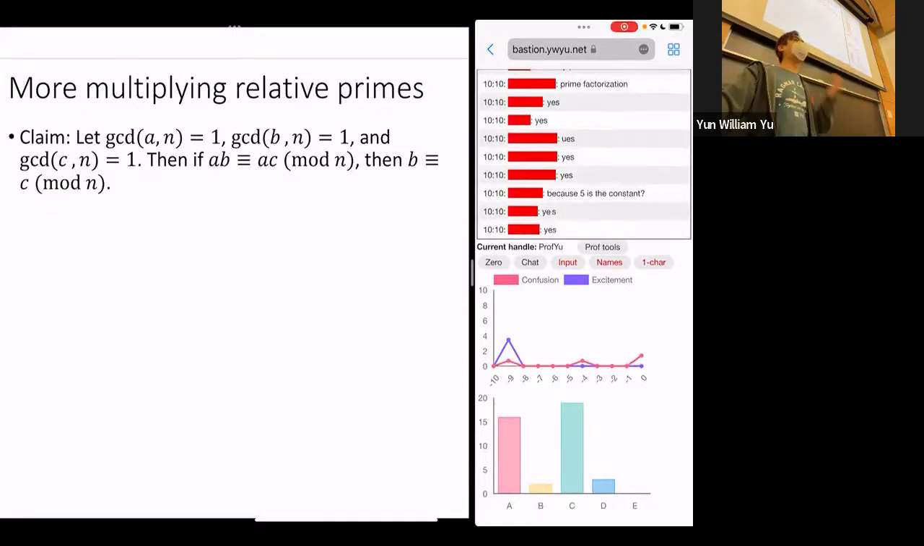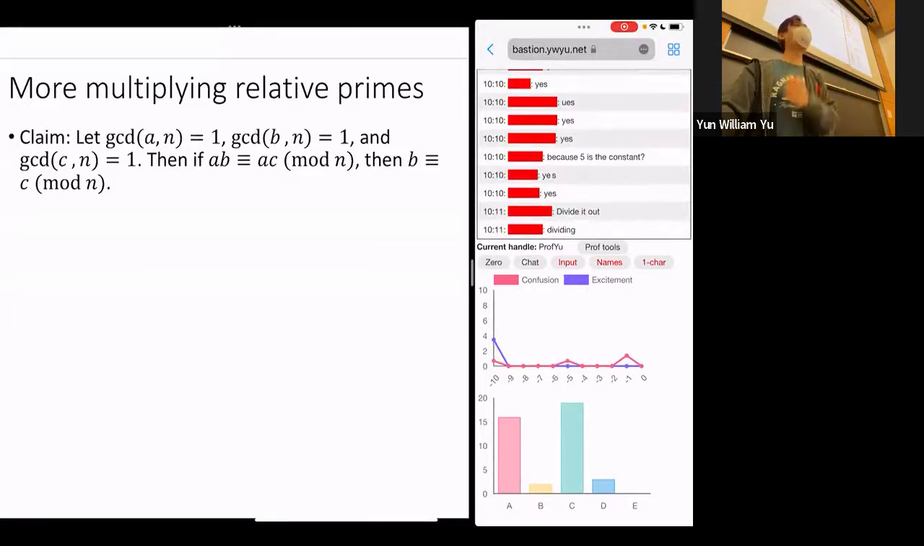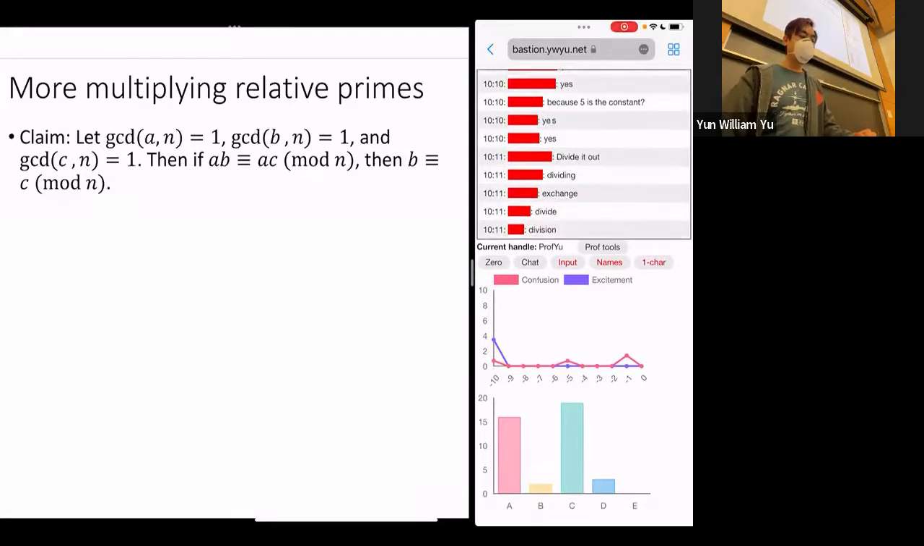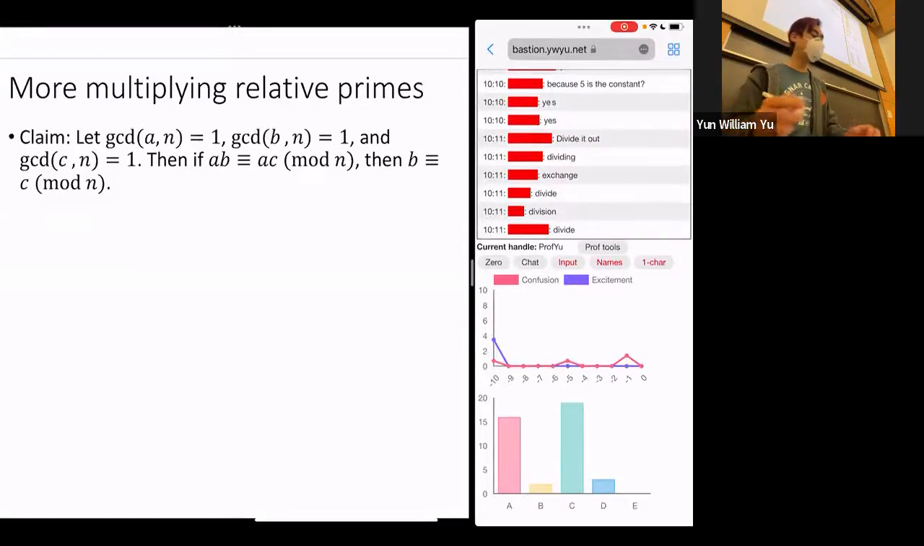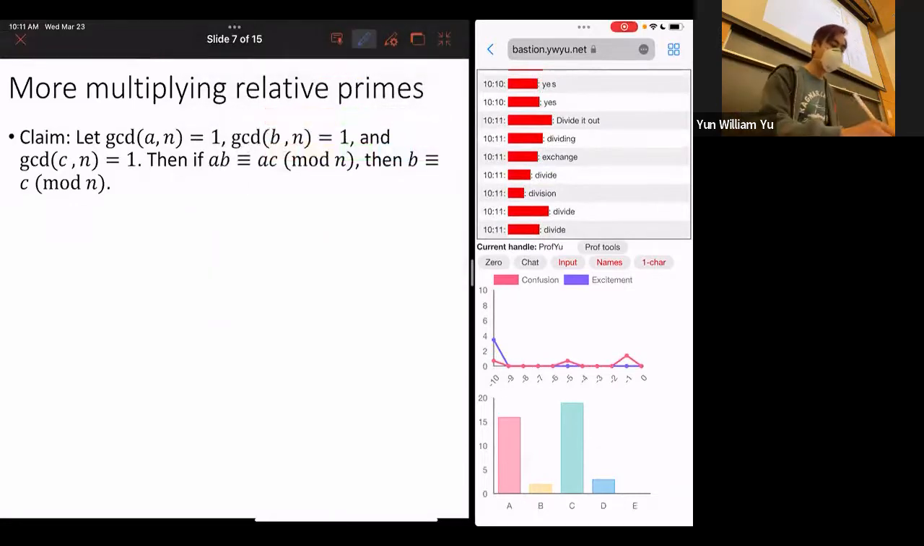Because 5 is the constant. What am I doing to the constant 5 when I go from 5x is equal to 5y and then go to x is equal to y? What am I doing to both sides of the equation? Yes, I'm dividing it out. Exactly. And so the question is, can we do that here in modular arithmetic? And the answer to that is yes, precisely because it is relatively prime.